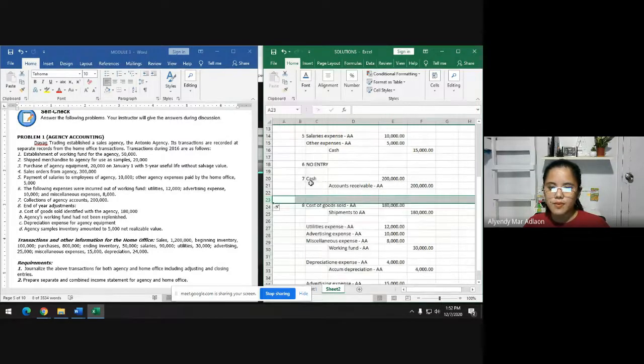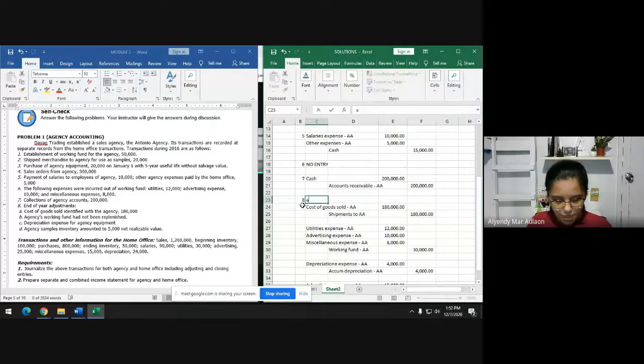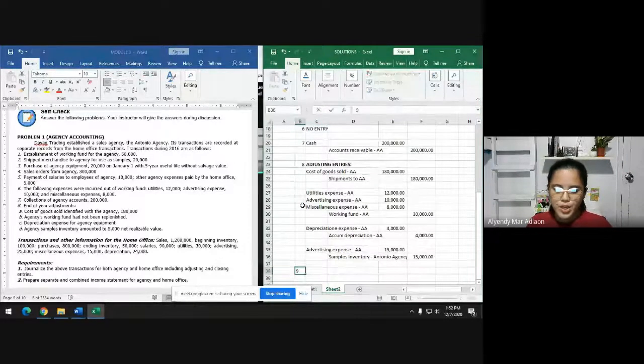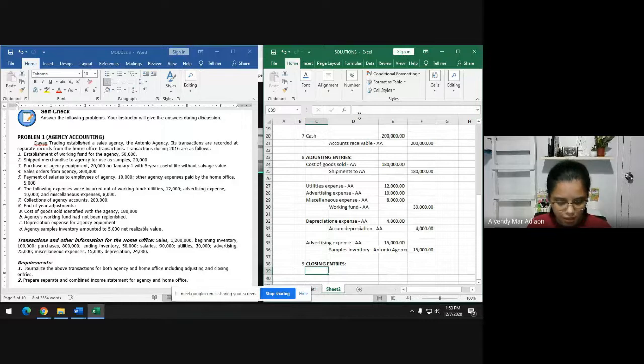Number 8 is adjusting entries. Now, class, how about the closing entries? So, in the closing entries, first, what are we going to close? First, we will have to close the sales. So, we close the sales of Antonio Agency. That would be debit to sales and credit to income summary, Antonio Agency.